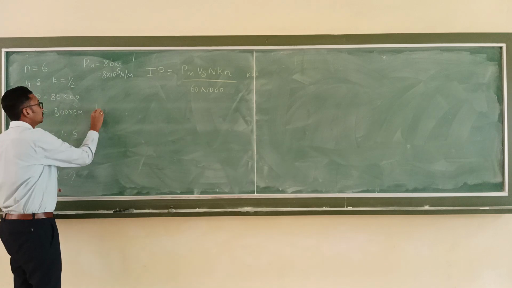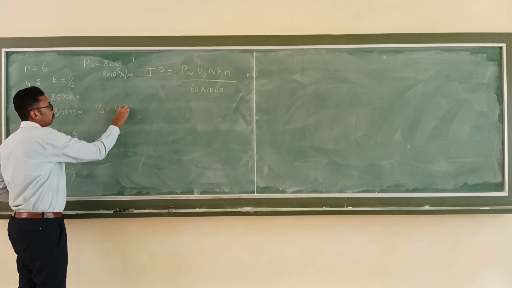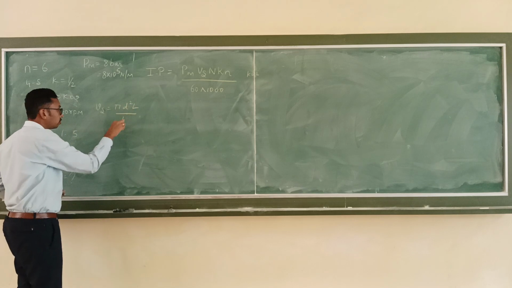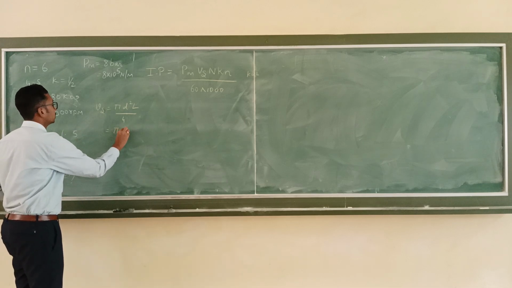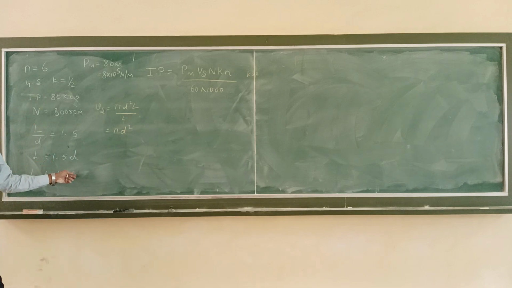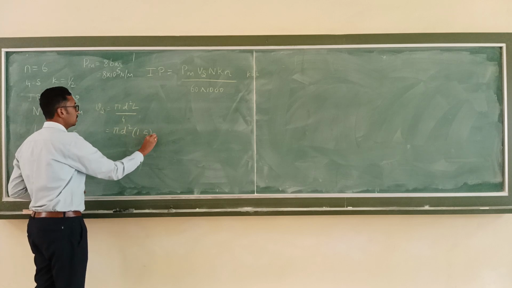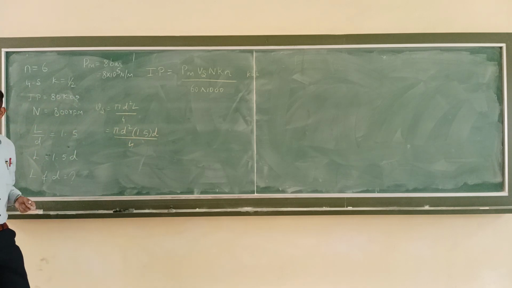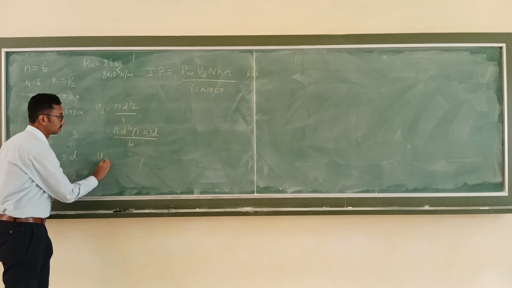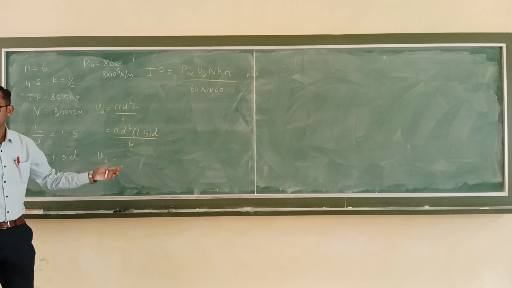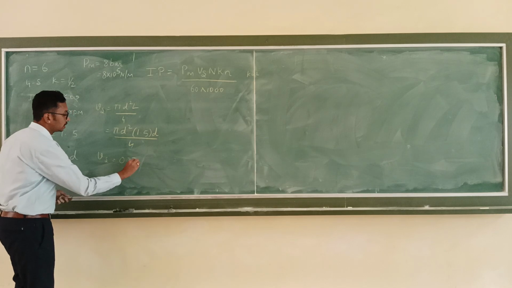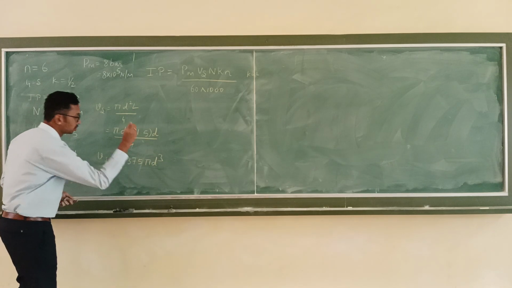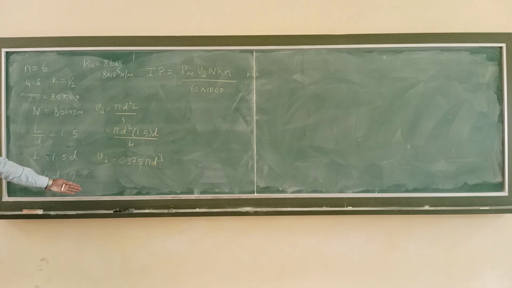What is A? A is equal to pi D square divided by 4. So we know pi and D square. I am going to retype. What is L? It is 1.5 times the D. So it is pi D square into 1.5 times D divided by 4. Correct? So what is LA? 1.5 divided by 4. So this is the LA, right?